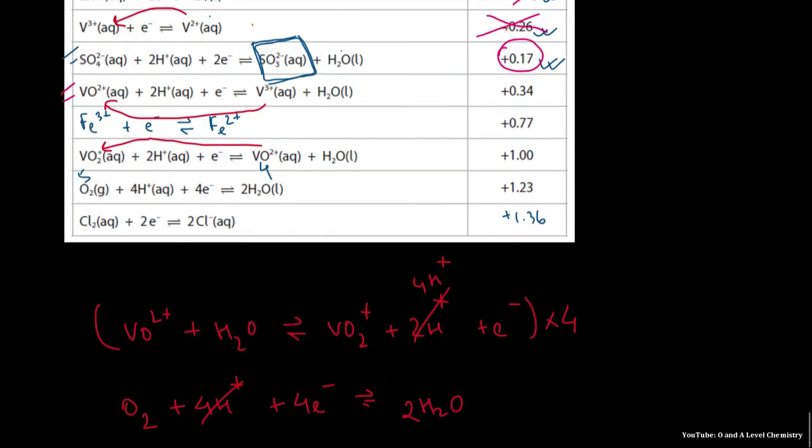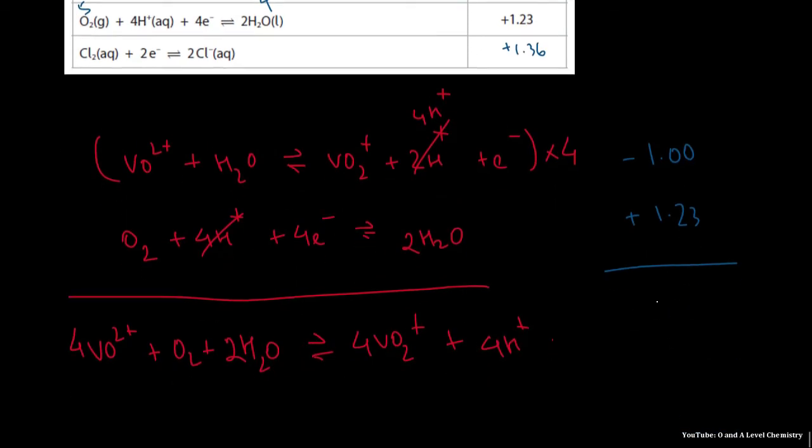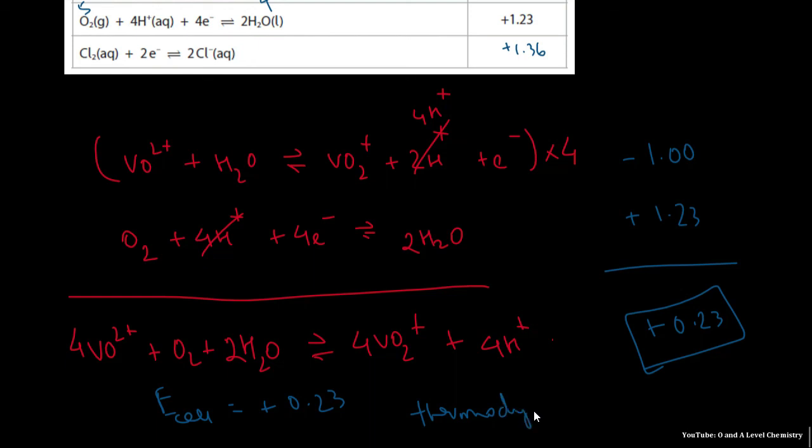If we see the table, the reduction value for this is going to be negative, because we're oxidizing it. So this is negative 1.00, and for the oxygen, it is getting reduced, so I'm not going to change its sign. If I do the overall here, it's going to be positive 0.23. So this reaction is feasible, because the E cell for this reaction is positive. This reaction is thermodynamically feasible.